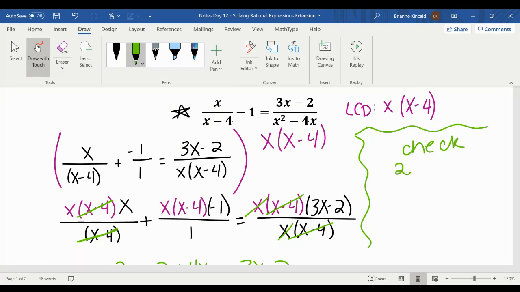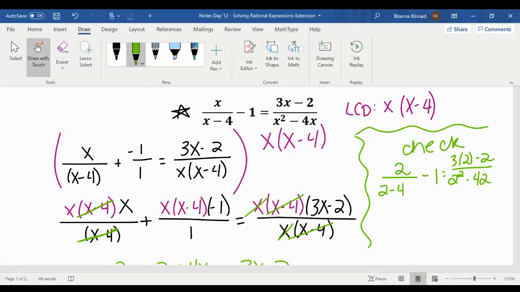I have 2 over 2 minus 4 minus 1 equals 3 times 2 minus 2 over 2 squared minus 4 times 2.